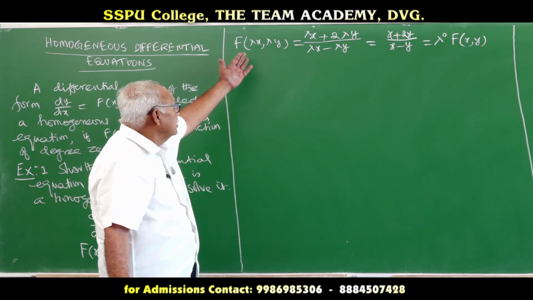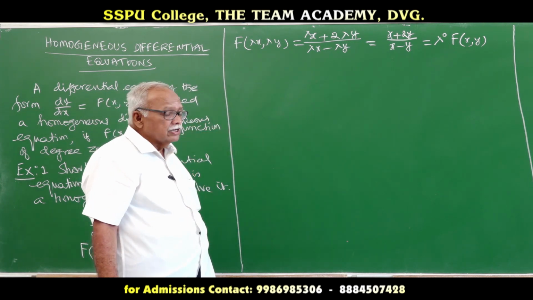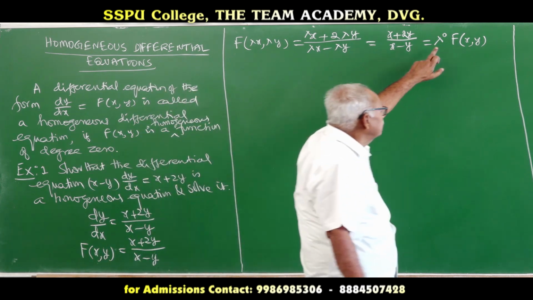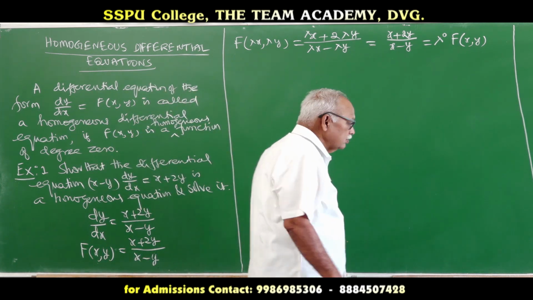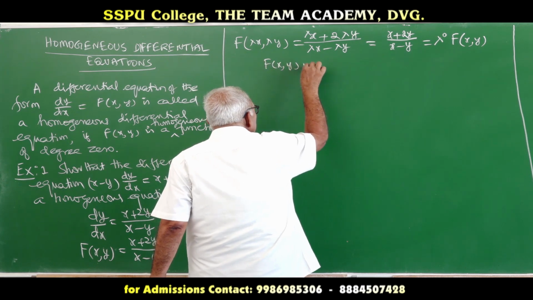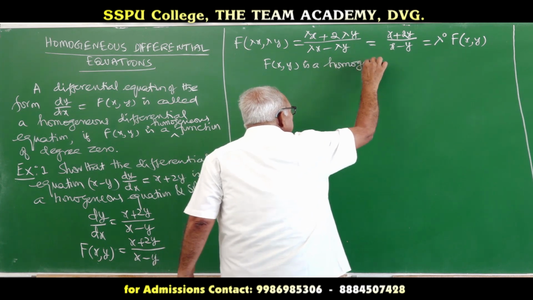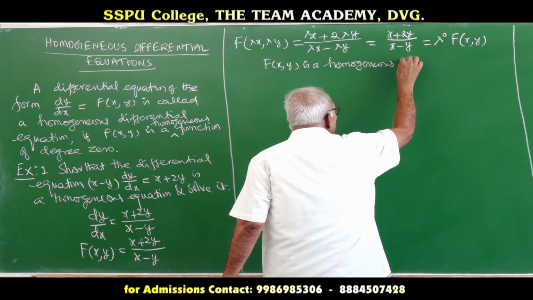See, we have replaced x by lambda x, y by lambda y, then immediately we got lambda power 0 into f of x y. So, f of x y is a homogeneous function.